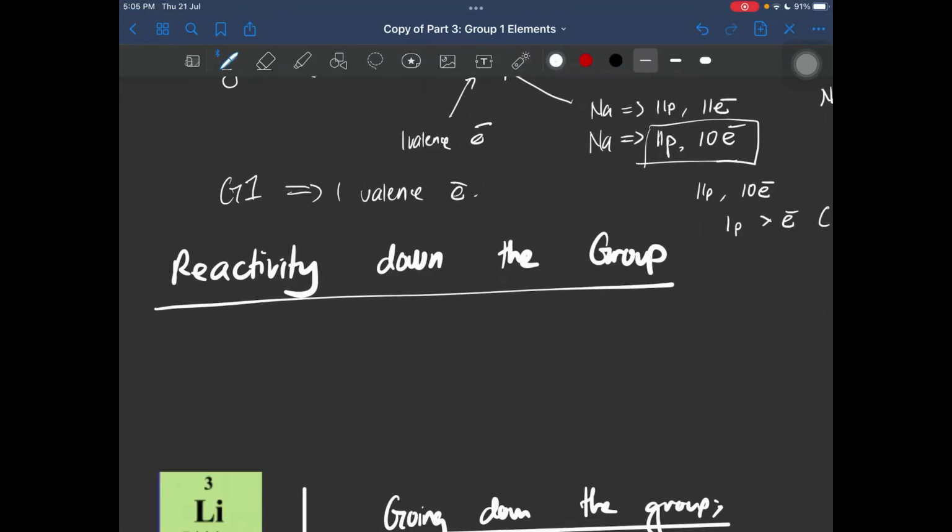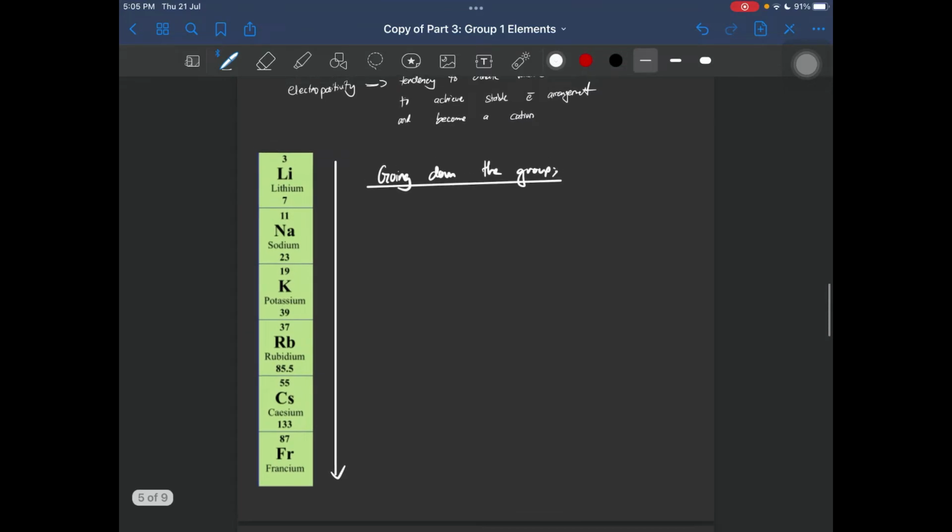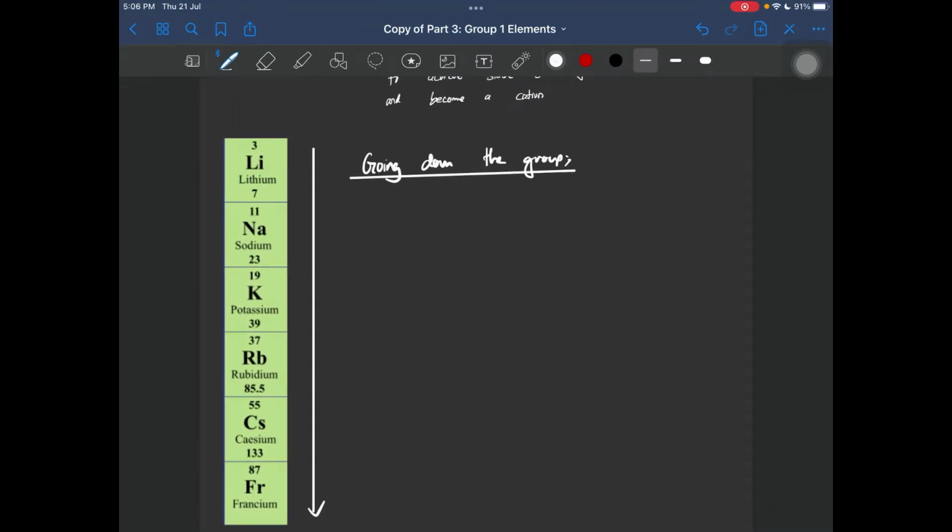Therefore, the reactivity down the group depends on electropositivity, which is the tendency to donate valence electron to achieve stable electron arrangement and become a cation. Okay, so we're going to compare the reactivity going down the group by comparing the electropositivity of each element going down the group. That's what we're going to do.